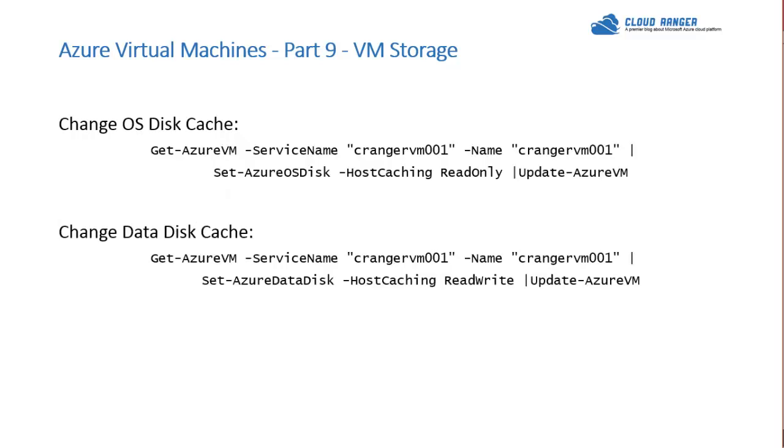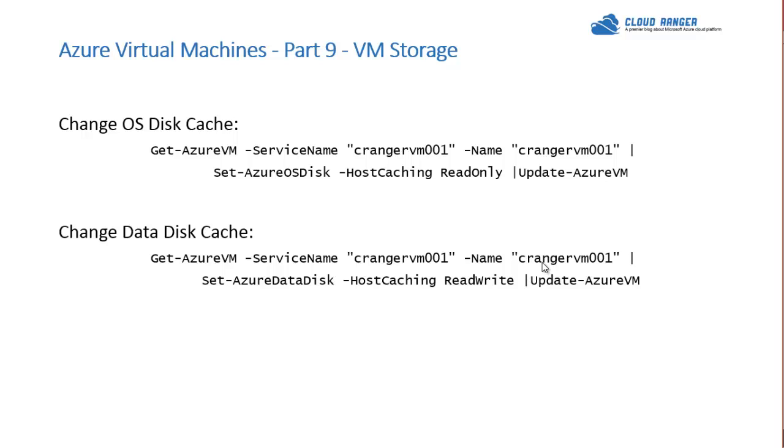Okay? So moving on, I do have two PowerShell cmdlets here, one for the OS disk cache and one for the data disk cache. The first thing we do is get hold of the VM object, CRanger VM1001. That's the virtual machine name and the service name. After we have the VM object, this is the cmdlet you use, and we have not used this cmdlet before, Set-AzureOSDisk. With the switch HostCaching ReadOnly, it would make the disk read-only caching. If you do not do this, by default, it's read and write.